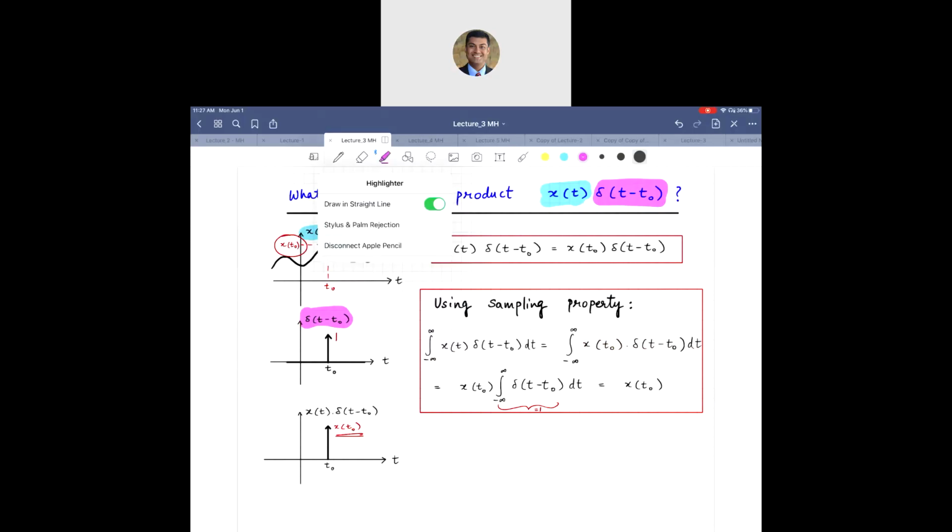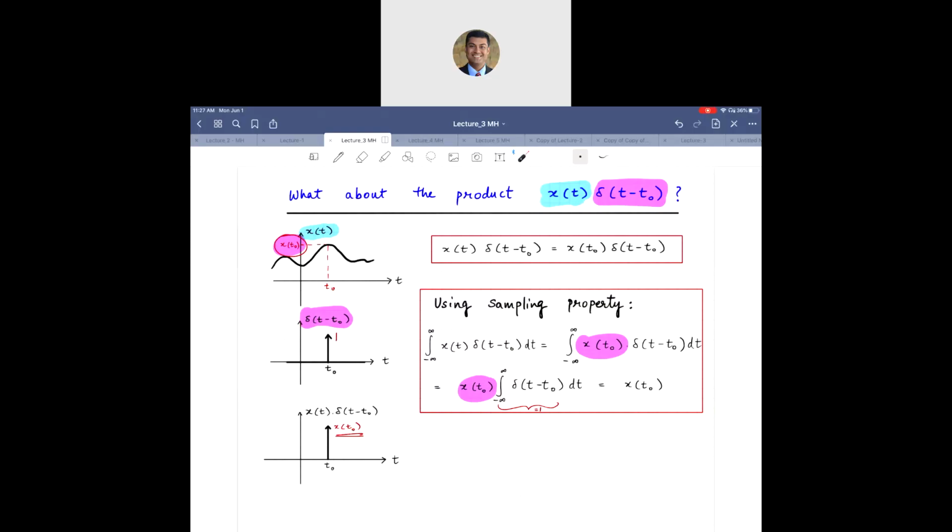X of t0 right now is a constant, because it's a value. So that can be moved outside the integration because it's independent of time t. And then what we have inside the integration is negative infinity to infinity delta of t minus t0. We know that when you integrate over an impulse, you have to get a 1 because 1 over epsilon multiplied by epsilon gives you 1. So you get x of t0. So that was for the sampling. But when you don't integrate, you have to still include the delta of t minus t0 there.